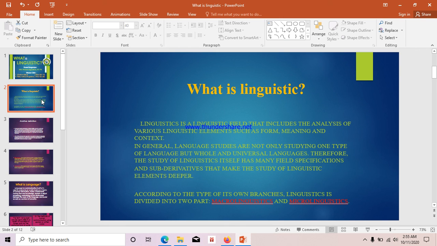In general, language studies are not only studying one type of language, but dual and universal language.